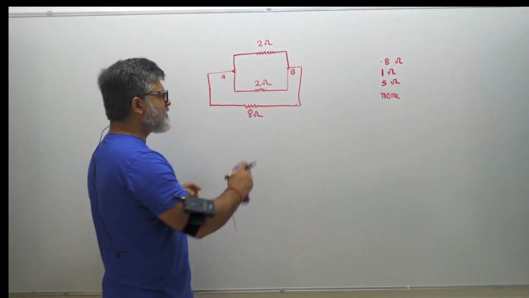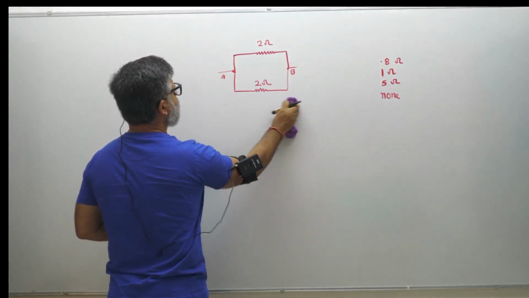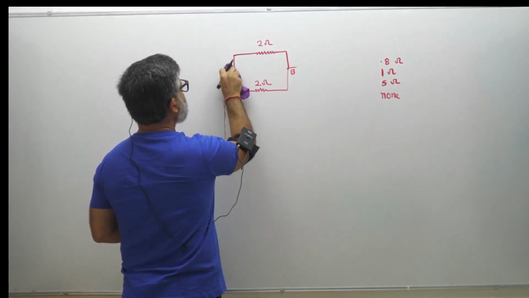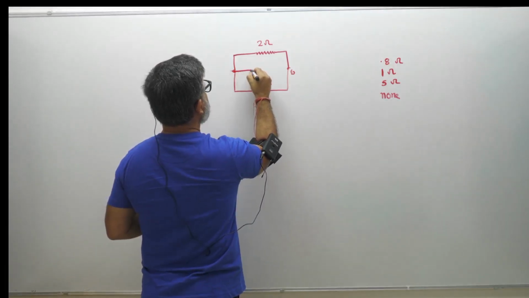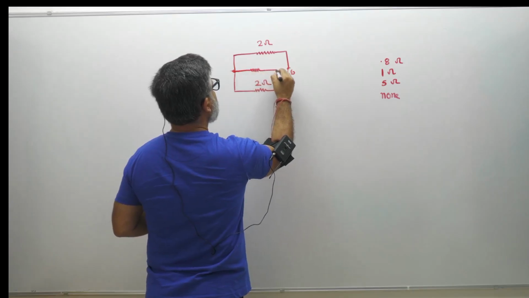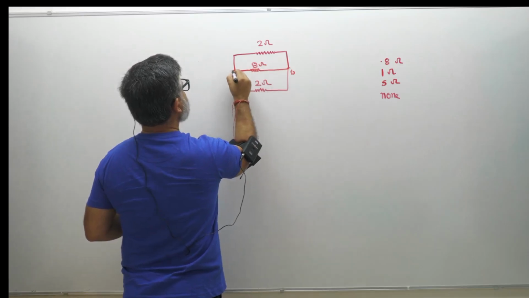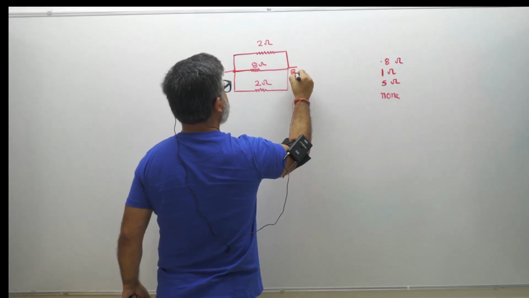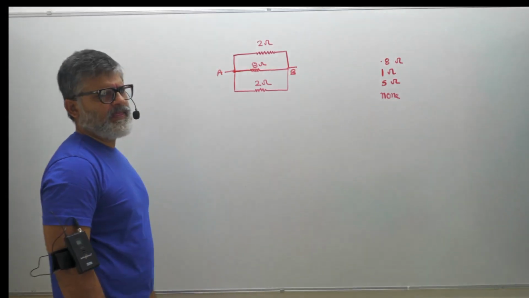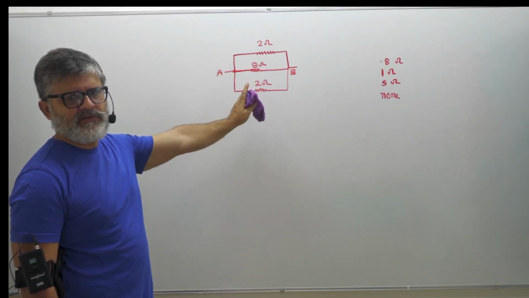Let me redraw this also. If I redraw this, how will it look? It will look like this. This is 8 ohm, and this is your point A, and this is your point B. The circuit has finally become this.